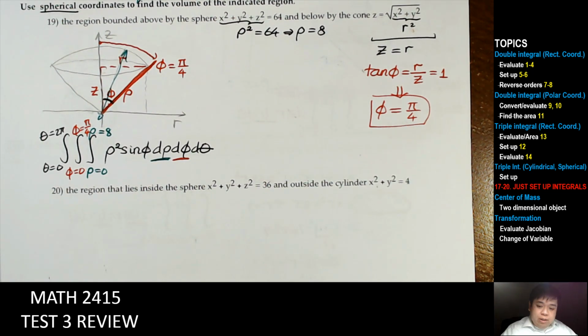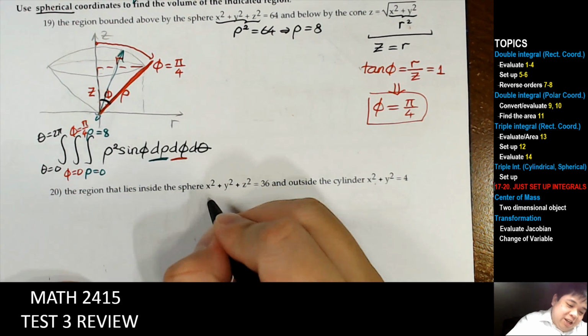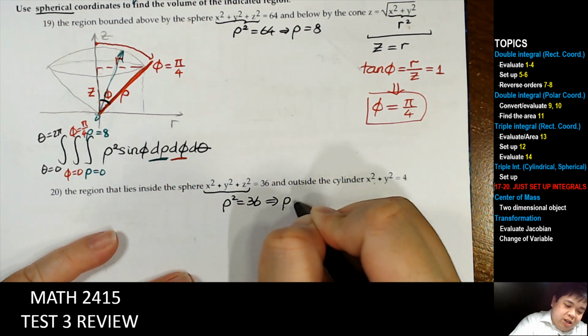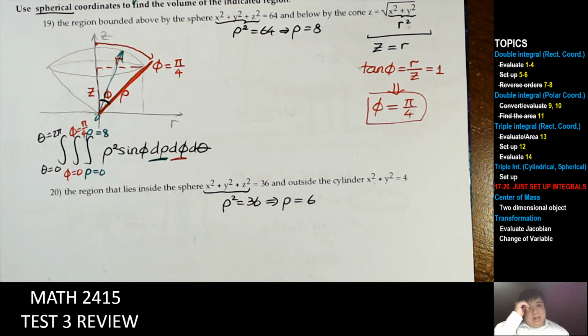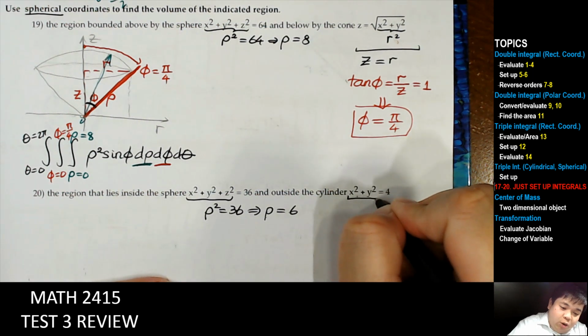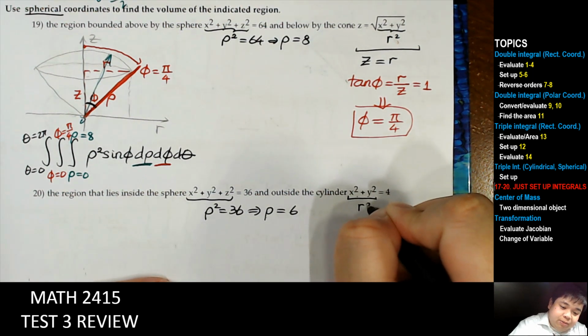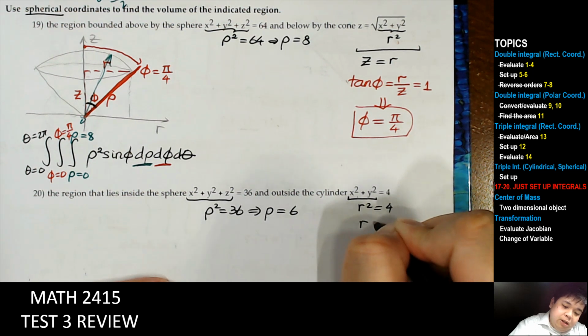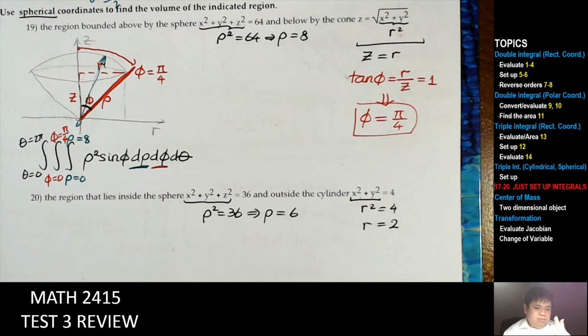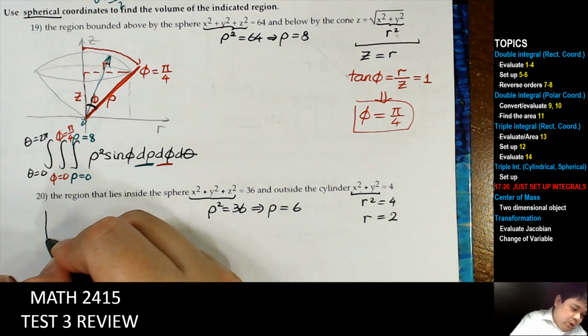Right. Number 20. x squared plus y squared plus z squared. Once again, this is rho square. So without any effort, we have rho equal to 6. That's one of the limits. Right. The next one is a little more complicated. x squared plus y squared, that is r. Unfortunately, r is not in the spherical coordinate. Only rho, theta, and phi. There's no r in it. So how do we get r here?